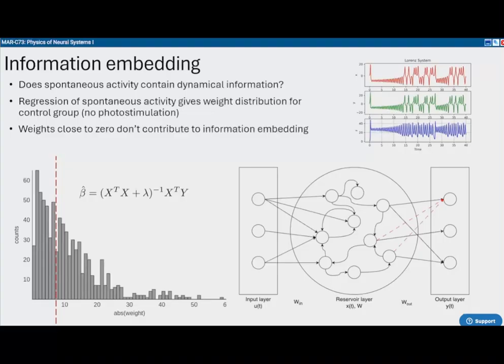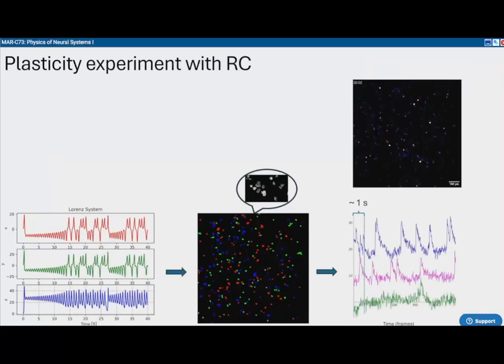What you expect to see, and which is what we have seen here, is that as we observe the spontaneous activity, this weights distribution doesn't really change. That shows that there's no learning occurring. It can represent information arbitrarily because it is a dynamical network, but it's not necessarily doing a better job over time. And that leads us to the question that we want to study, which is plasticity.